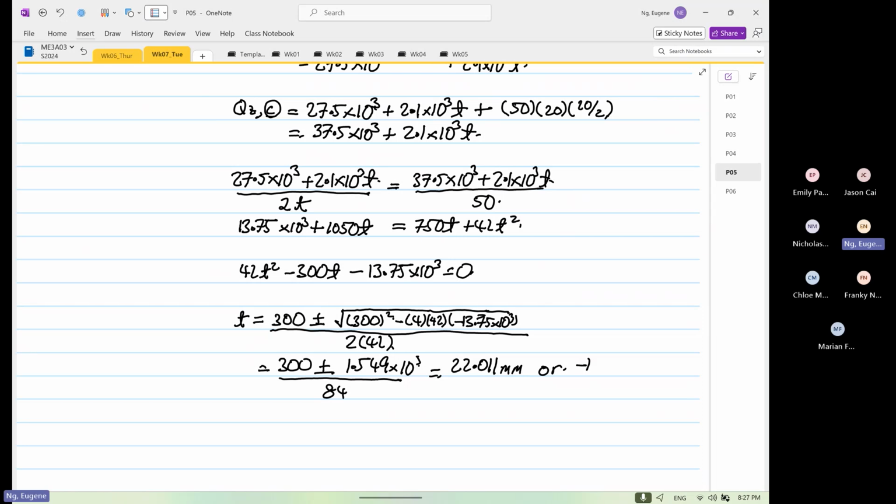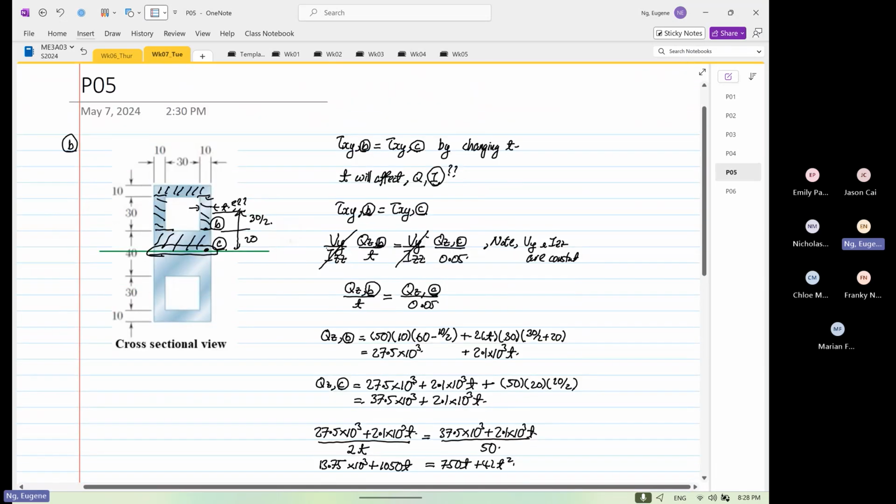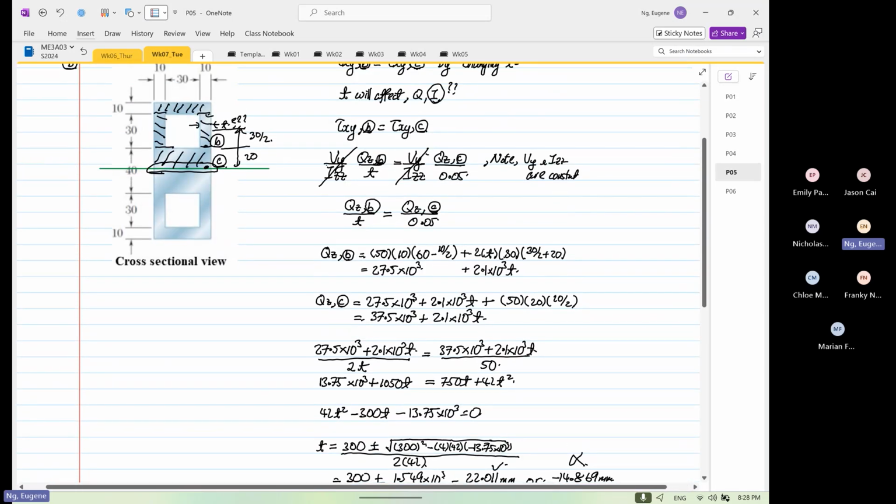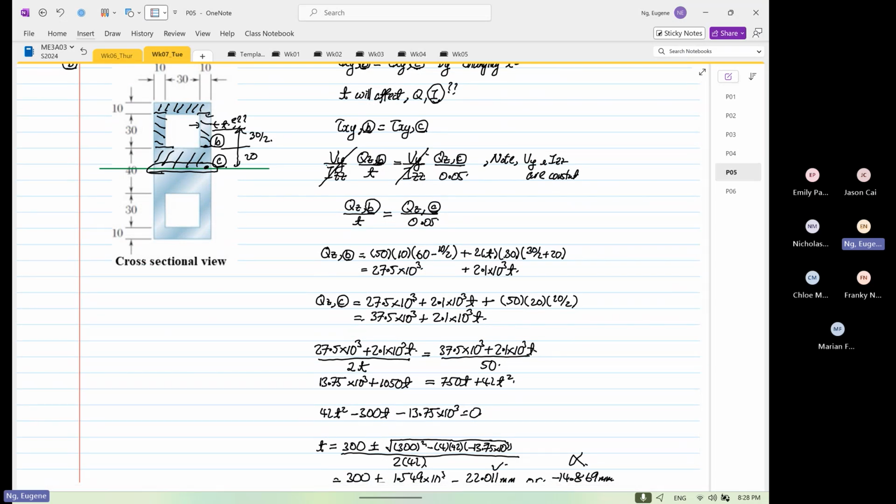Or 14.869 minus 14.869 millimeters. Okay, so this is not possible because the thickness cannot have a negative sign. So the correct one is this one. If you were to ask me, this is one of the toughest forms of questioning for this topic, to make sure that you understand the concept of the Q over T ratio. Once you clear this stage, everything is easy and straightforward.